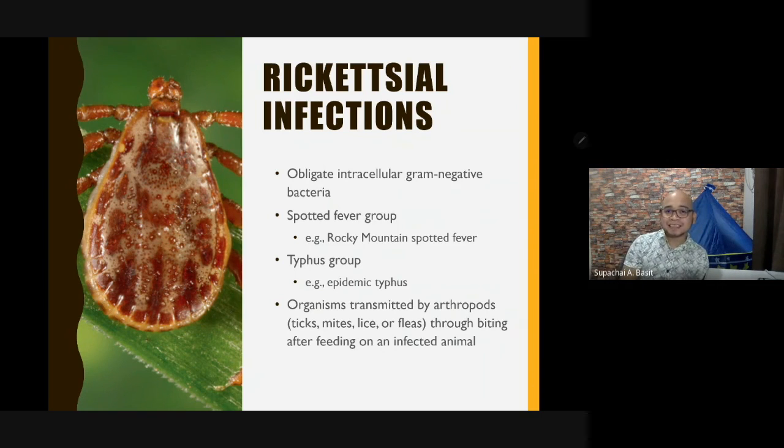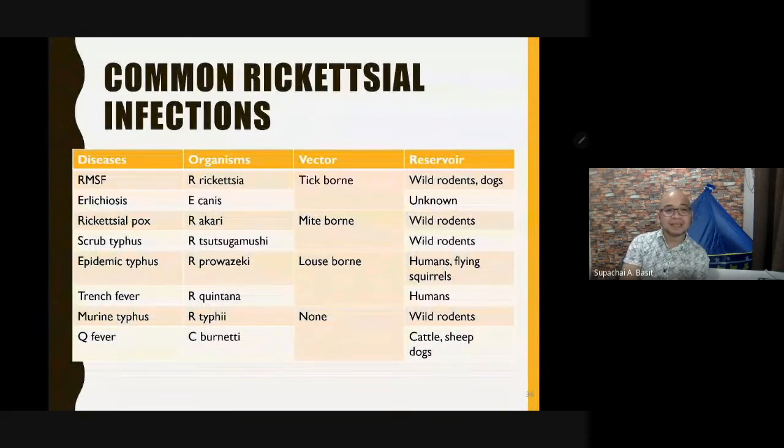Let's recall. Rickettsia is an obligate intracellular gram-negative bacteria wherein culturing these organisms could be very dangerous. There are several groups of rickettsial infections. It could be the spotted fever group. Our representative organism for this one is the Rocky Mountain spotted fever. And we also have the typhus group or the epidemic typhus. So the organisms are transmitted by arthropods such as ticks, mites, lice, or fleas through biting and after feeding on infected animals. So these are the common rickettsial infections.